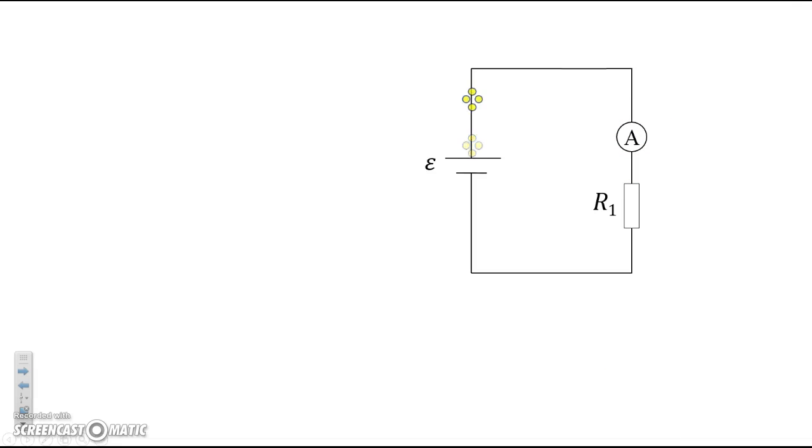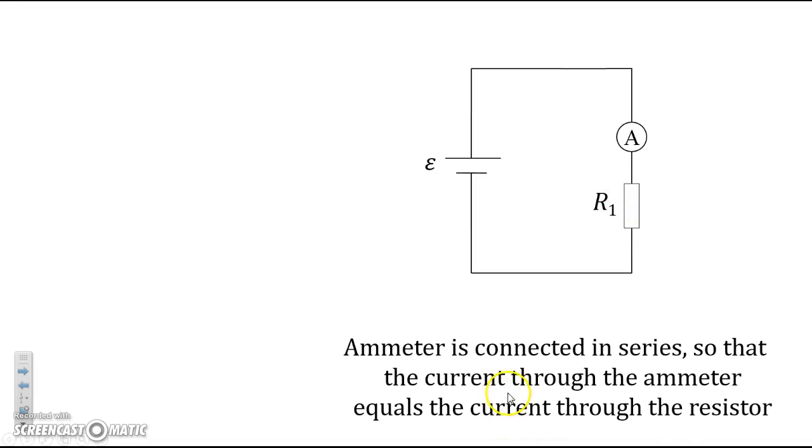So charges come out, they flow through the wire, they all go through the ammeter, and then they all go through R1. The ammeter says 4 amps went through me, and that's the same as what went through R1. We connect the ammeter in series so that the current through the ammeter equals the current through the resistor.